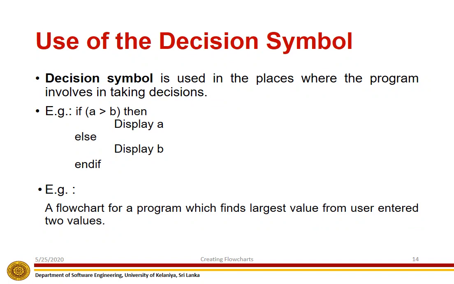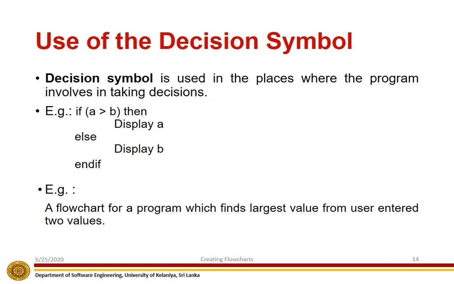We can use the decision symbol for if A greater than B, with two arrows on two sides. If it is true, on one side the arrow leads to an input output symbol that prints A. If it is false, on the other side the arrow leads to an input output symbol that prints B. If you remember, this is a selection structure. We can use the decision symbol to indicate the selection or repetition structures with the help of the other symbols.